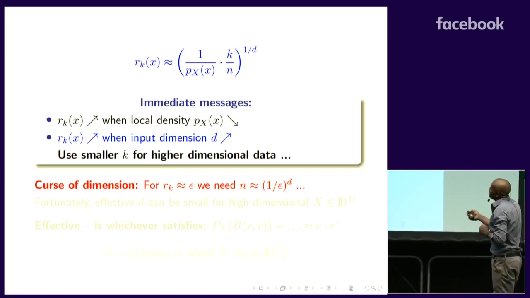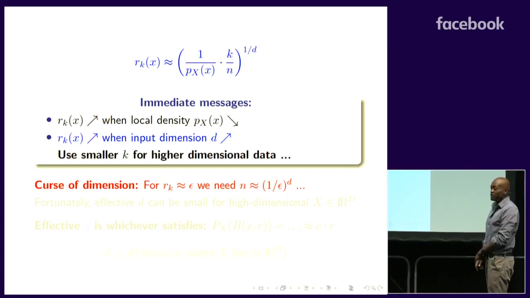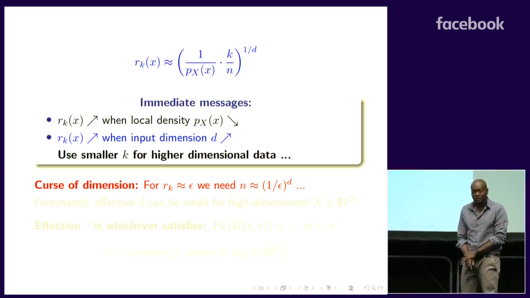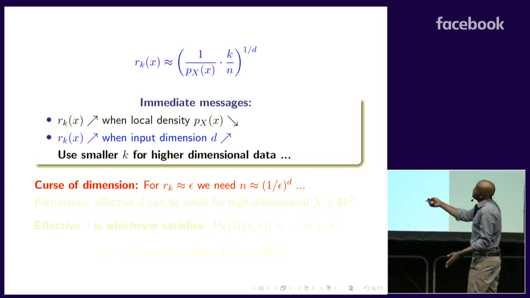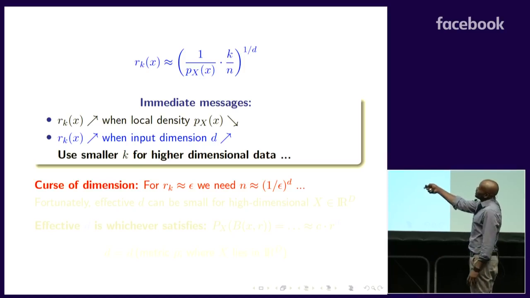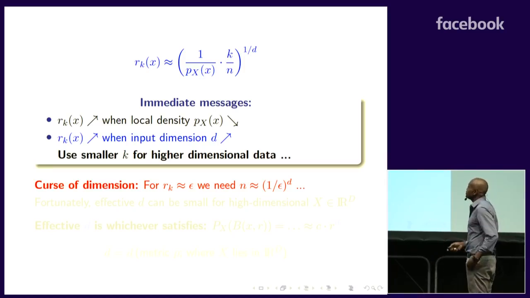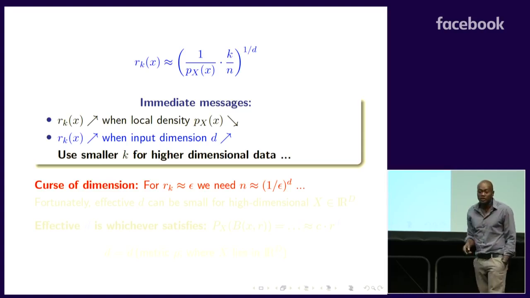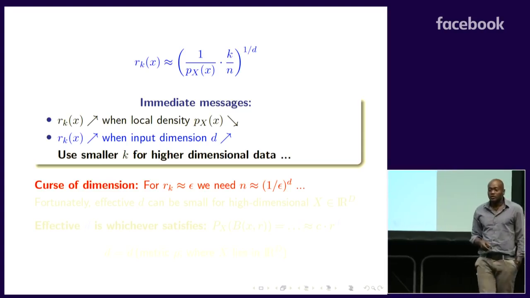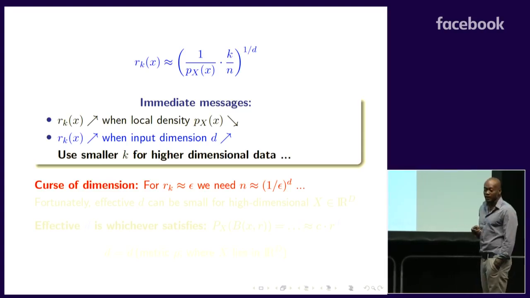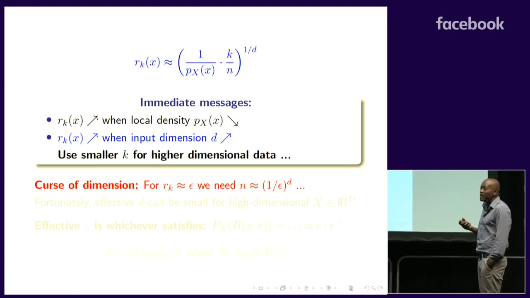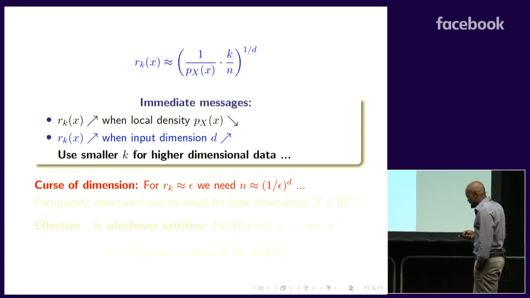One other message we get here right away is the curse of dimension. The famous curse of dimension for nearest neighbors. So how do we see it? Suppose you want RK of X to be very small, let's say this small. Then you automatically can see by just inverting that you need n to be exponential in the dimension. So that's the behavior that you're getting. So dimension has this effect.